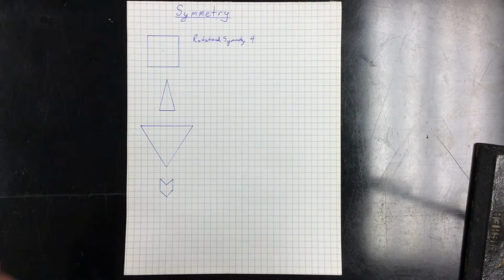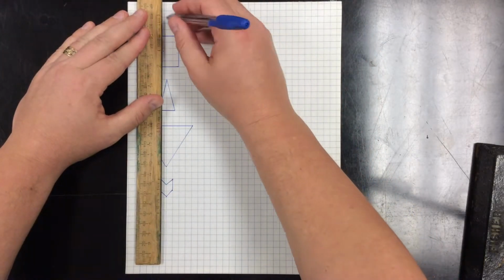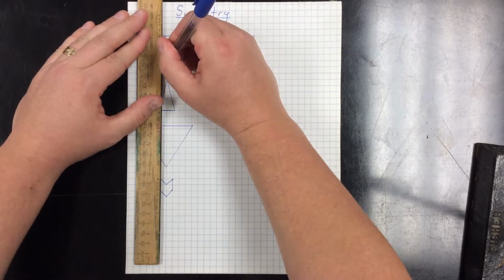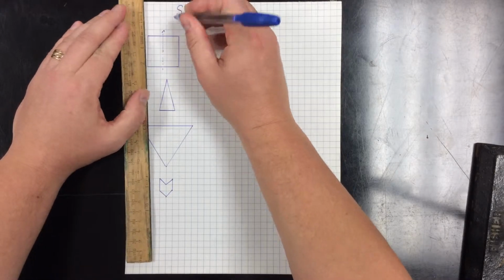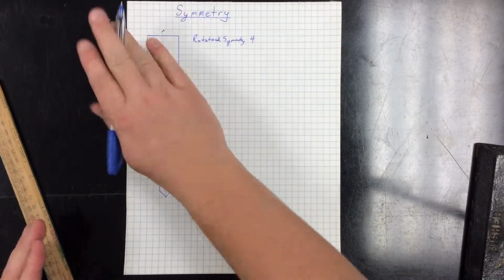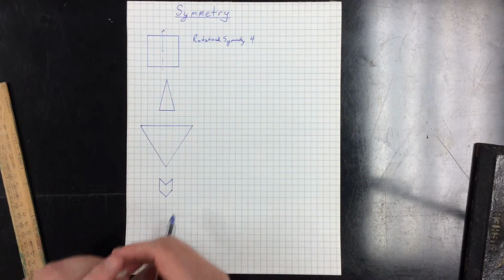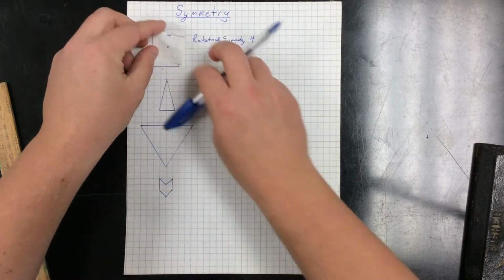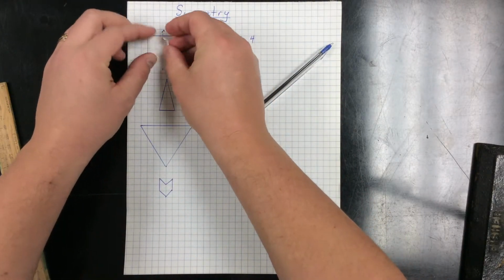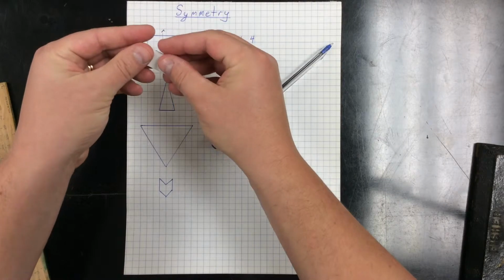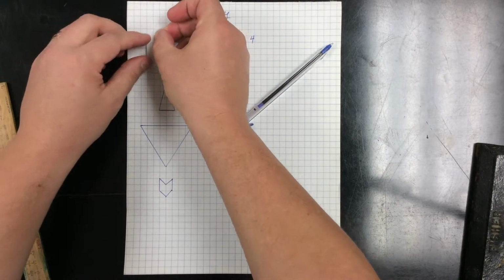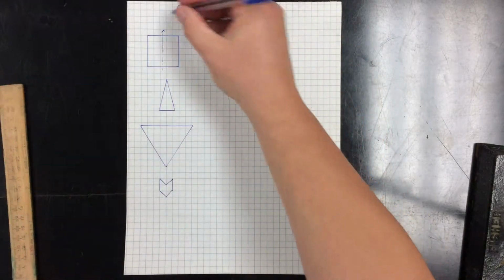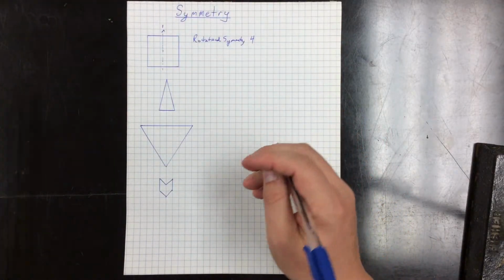Or we can think of it as mirror lines. How many times can we divide the shape so that we have two sides that, if we folded it, would overlap itself? If we took this original and folded it down the center, we have two lines that line up with each other. So we have one line of symmetry here.